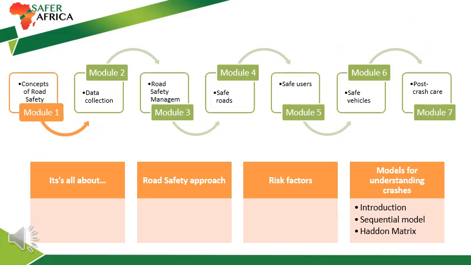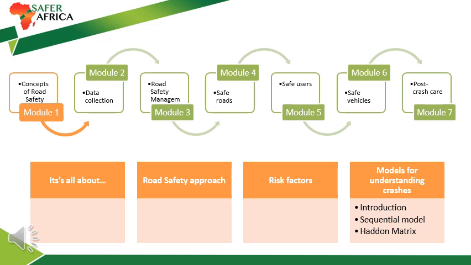This is the first module of the SaferAfrica e-learning course on road safety. Module 1 is focused on learning what is road safety, the magnitude and characteristics of the phenomenon, with a focus on the situation in Africa. How to approach road safety, what are the main risk factors affecting crash occurrence and crash severity, and finally in this lesson we will talk about some models for understanding road crashes. The module is based on information from different courses put together for the EU SaferAfrica project.